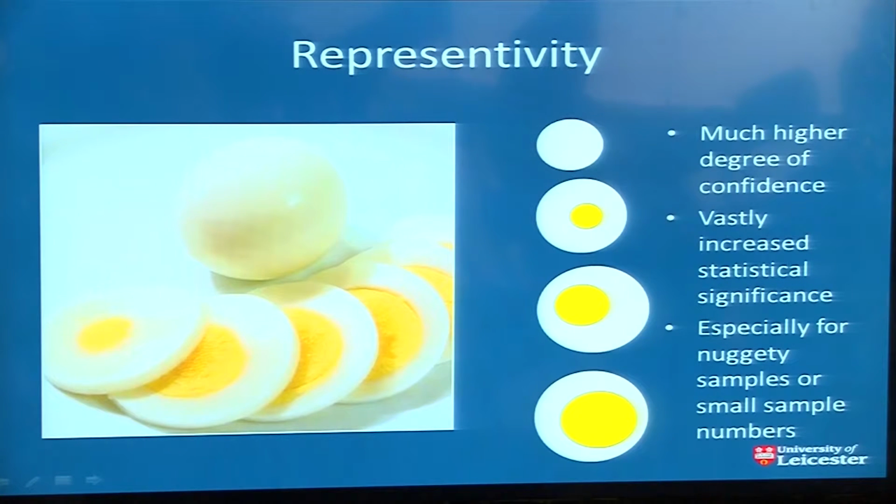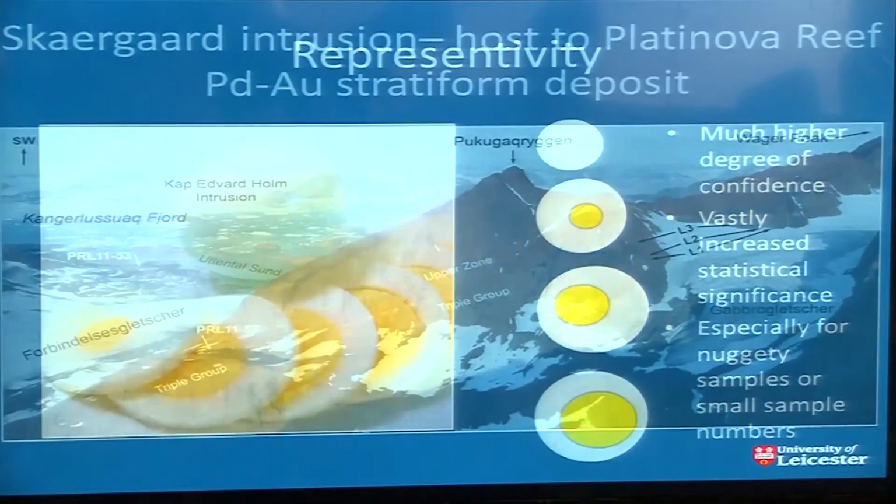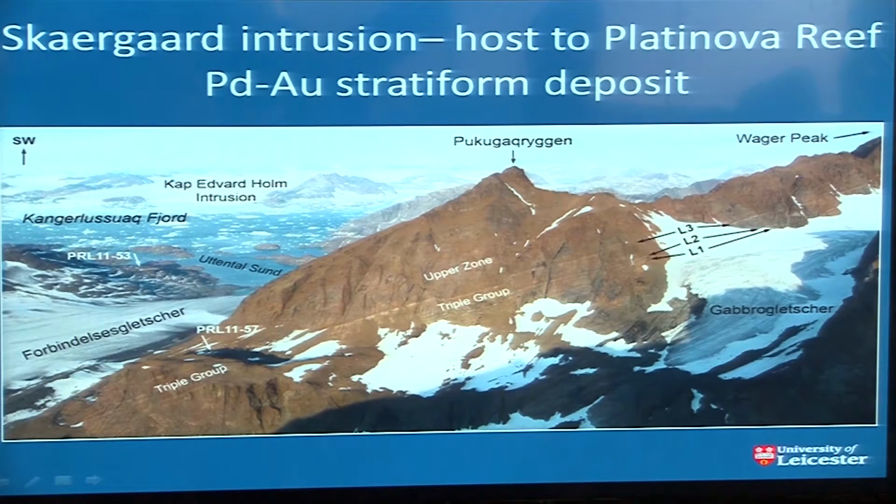So the statistical significance of our data is vastly increased, and this is especially the case for nuggety ores. And as an example, I'm going to take you to Greenland now, and show you how we've applied this technique to look at tiny little nuggety ores and used that information to actually give us an insight into how these things formed. So this is the Skaergaard intrusion in East Greenland, the famous locality for igneous layering.